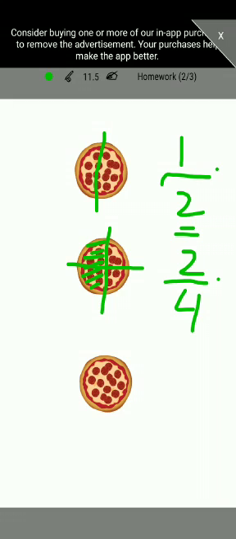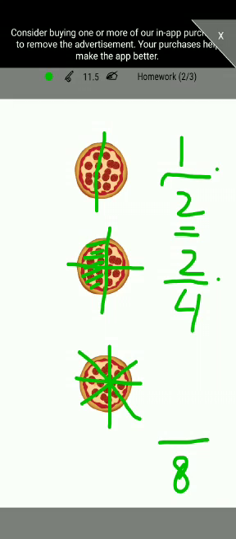Now let's consider dividing this into more parts. I want to cut it into 8 equal parts, so I will try my best to cut it equally. First I divided it into 4, and then I'm going to divide each part into 2 again. Now how many equal parts does this pizza have? 8 equal parts.